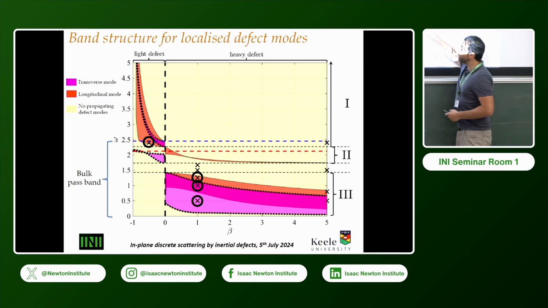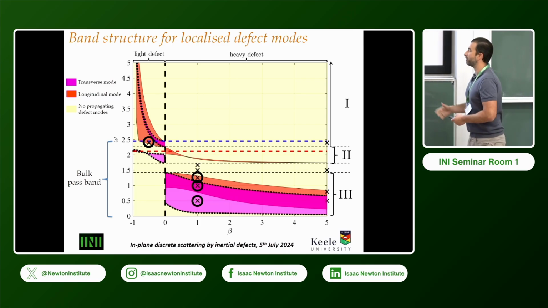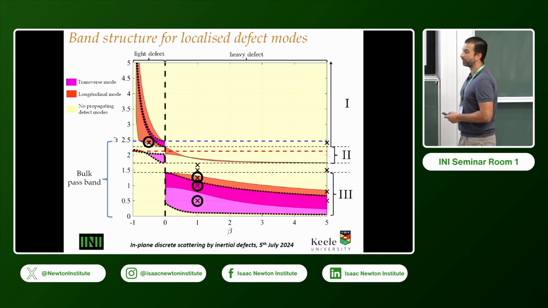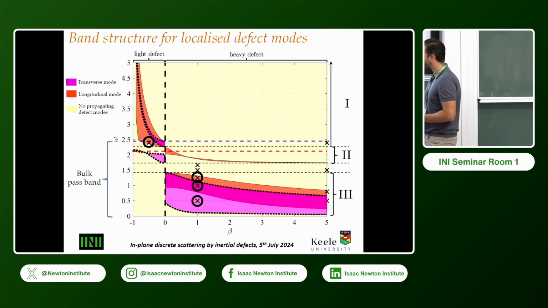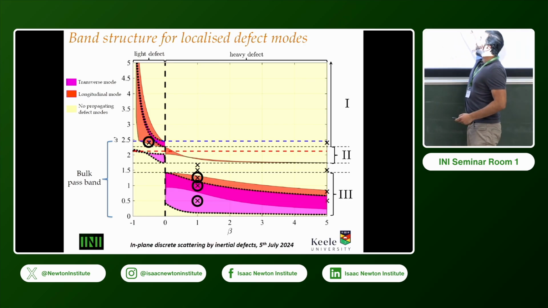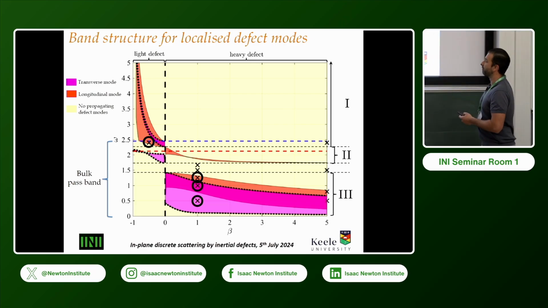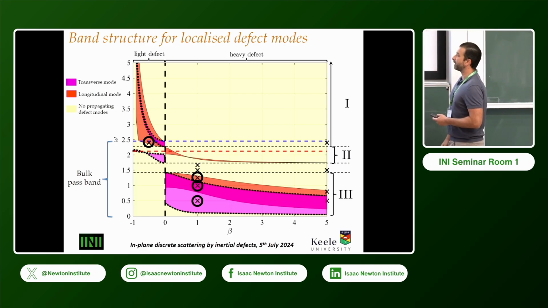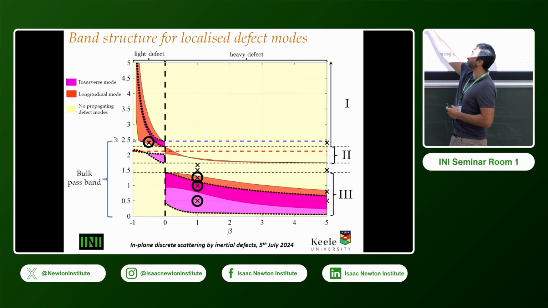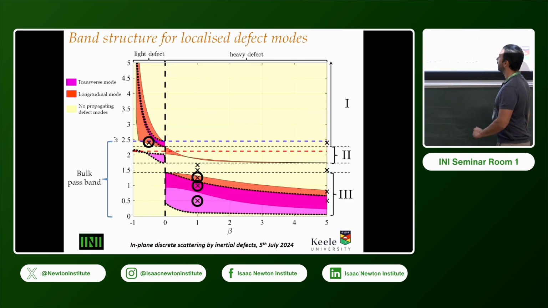If you have a heavy defect, you can have a different scenario. There is a region where you can have both transverse and longitudinal modes that propagate along the defect, or you can have them appearing separately, depending on the frequency. In the intermediate region, you've got this funny state where a heavy defect likes to only support longitudinal modes, and a light defect likes to support transverse modes.